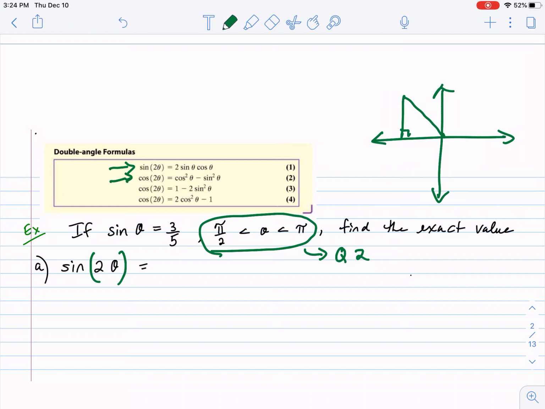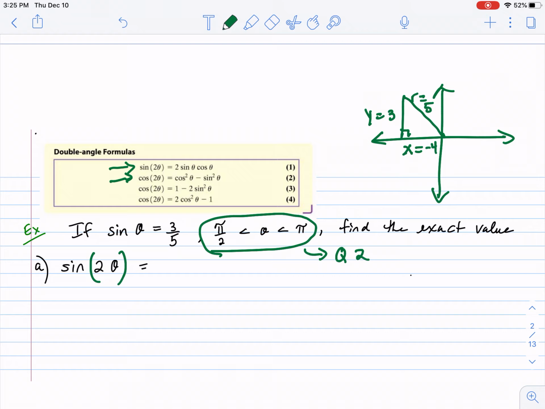Okay, I know the sine is 3 over 5. Sine is y over r, so the y is 3. My radius is 5. I can see that this is a Pythagorean triple. My x is going to be -4. Make sure you remember it's a negative because you're going to the left.